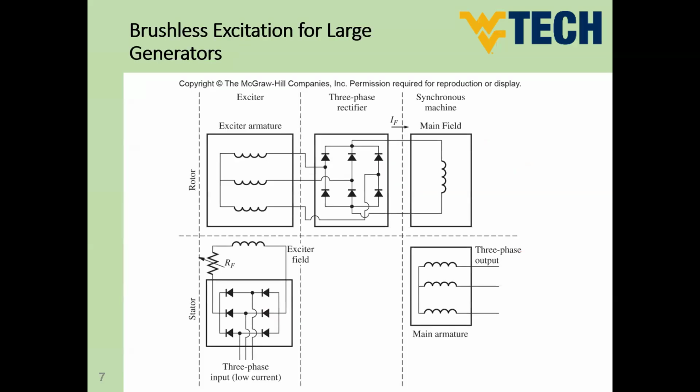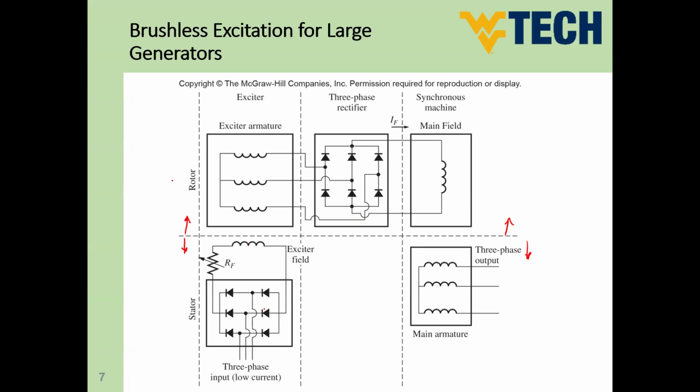So let's see, guys, an example of brushless excitation for our synchronous machines. As you can see here, if you can imagine with me, the top part represents the rotor. Above this line, all of these circuits will be on the rotor side, and below this line, all of these circuits are on the stator side.